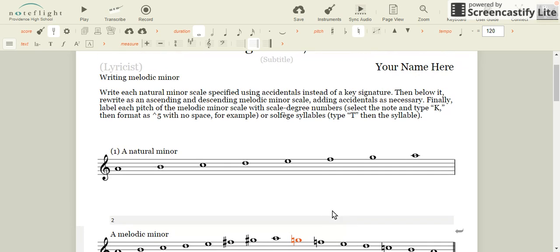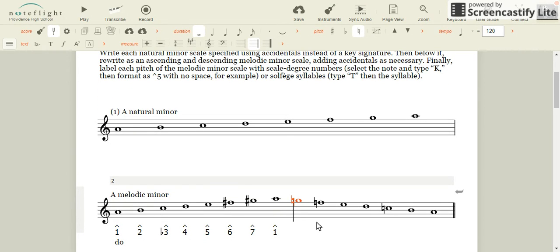Now, since this G is lowered from the major, we're going to type K, B for the flat, shift 6 and 7. That is our lowered 7th scale degree. So we're going to do the same thing here for this one. B, shift 6, 6. This is K, shift 6, 5. K, shift 6, 4. Now again, this is lowered from the major. So we'll do K, flat, shift 6, 3. This is K, shift 6, 2. And K, shift 6, 1. So there you have your melodic minor with the scale degrees.